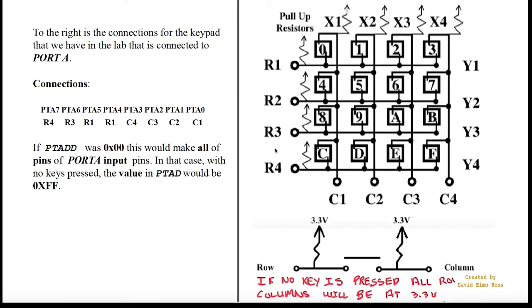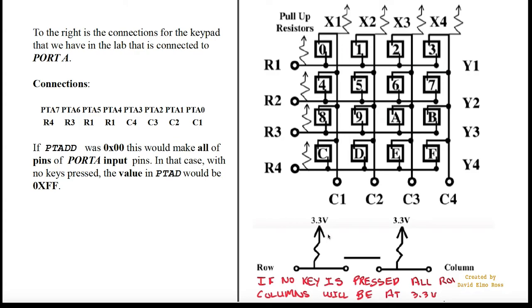Now if you go out and try to get a hex keypad encoder, you're going to find that they're fairly expensive. One way around this is, instead of just having the rows connected to pull-up resistors to 3.3 volts, you actually have the columns connected up to 3.3 volts through pull-up resistors as well. Now to the right, as it says, this is how the one in the lab is connected with extra pull-up resistors. And it says the PTADD, which is port A data direction, is 00. That would make all the pins of port A input pins.